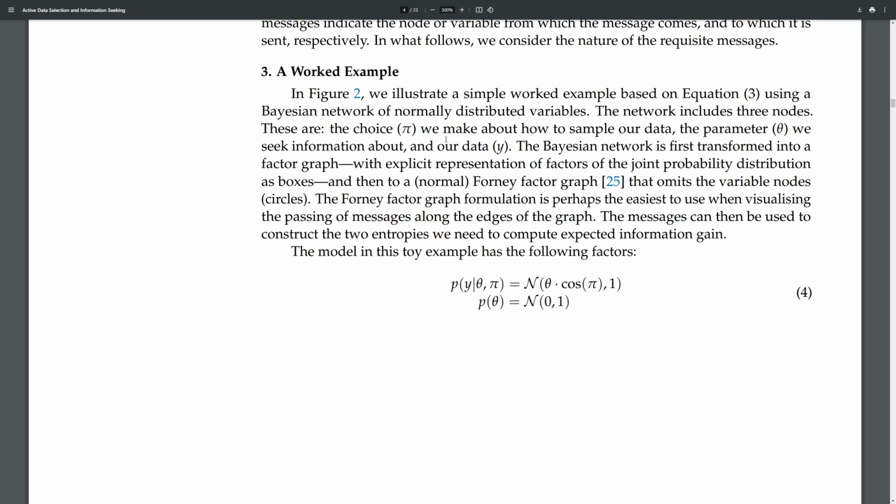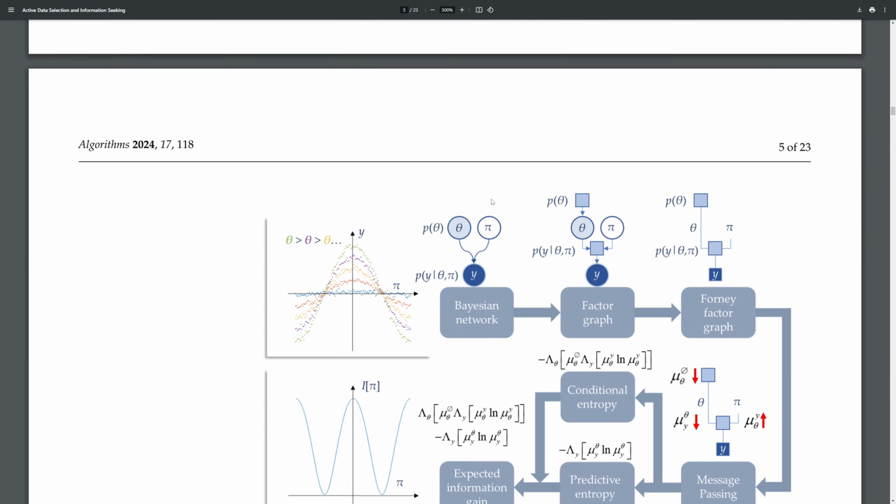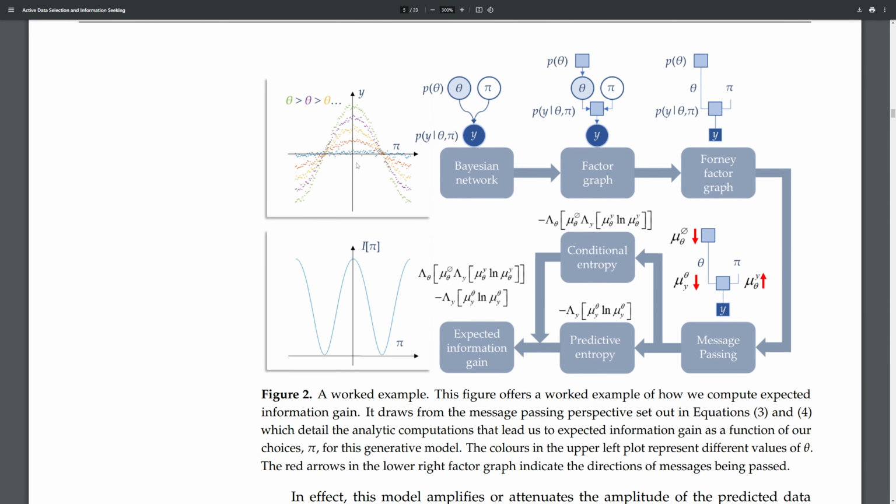All right, so working the example. Remember, we are going to have the data choice for the policy pi. We are going to have the parameters theta and the data y. And so we're going to use this Bayesian network to actually build up our factor graph. And the way that we're going to do this so that it's more tractable is that everything's going to be a normal distribution. I can show you this right here. This is going to be the important part, and this is a great way to visualize it.